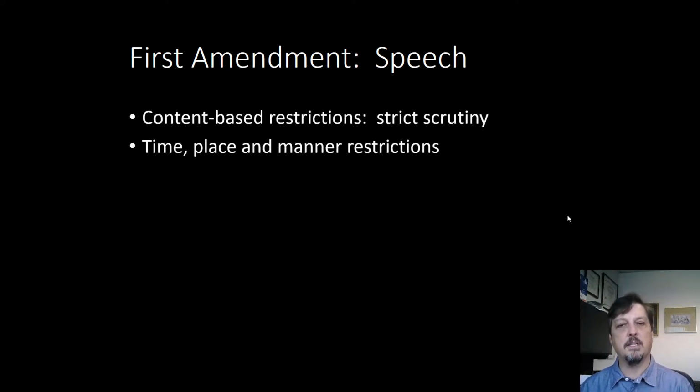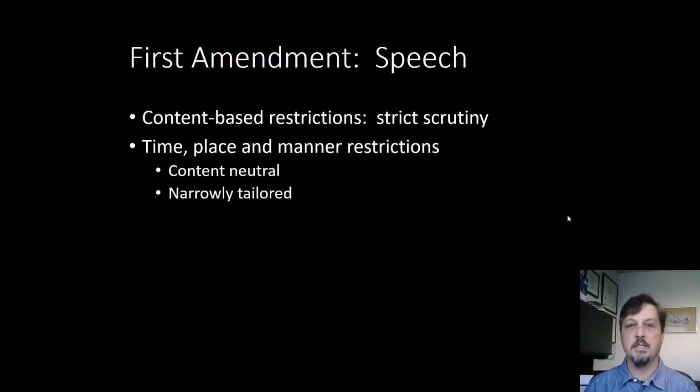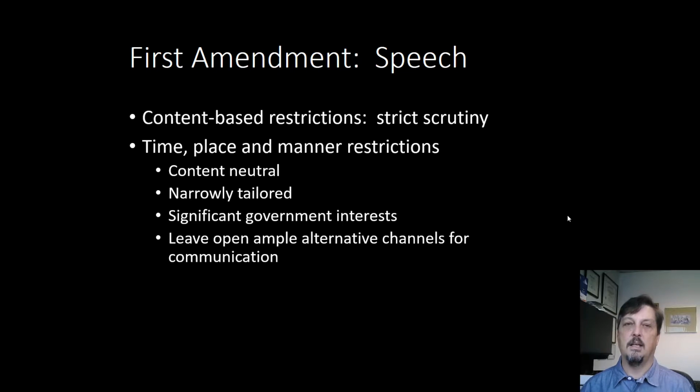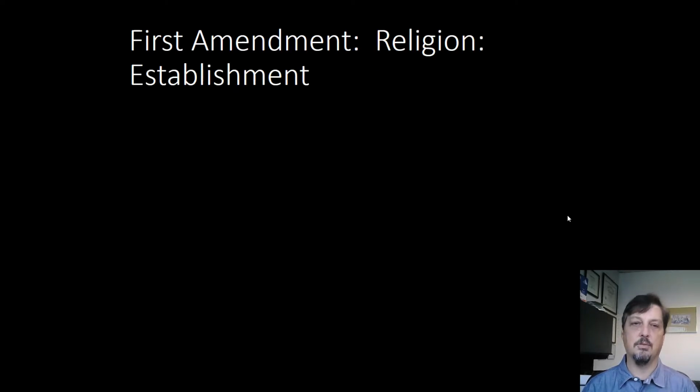And when we looked at speech, we said content-based restrictions on speech require strict scrutiny. Time, place, and manner restrictions have to be content neutral, narrowly tailored. There has to be a significant government interest, so it's not a compelling interest, and other channels of communication have to be left open. And we've said there are some limited categories that the court has exempted from broad protection, which include things like fighting words and true threats.